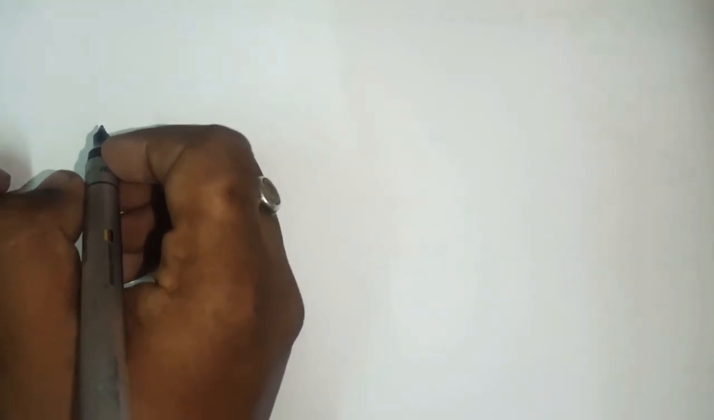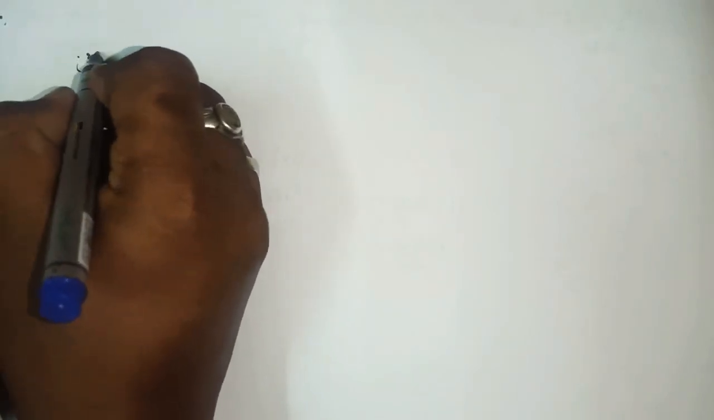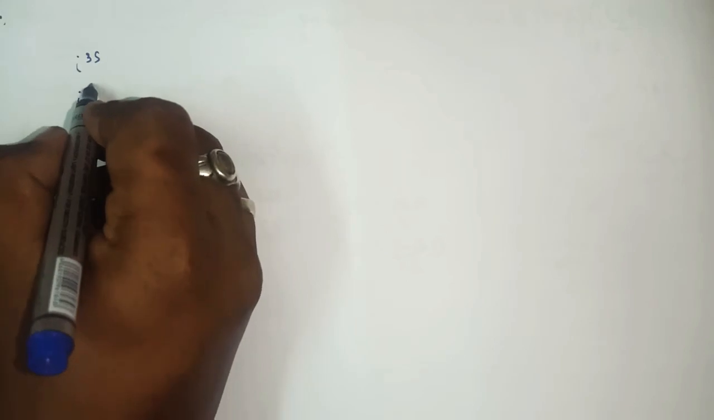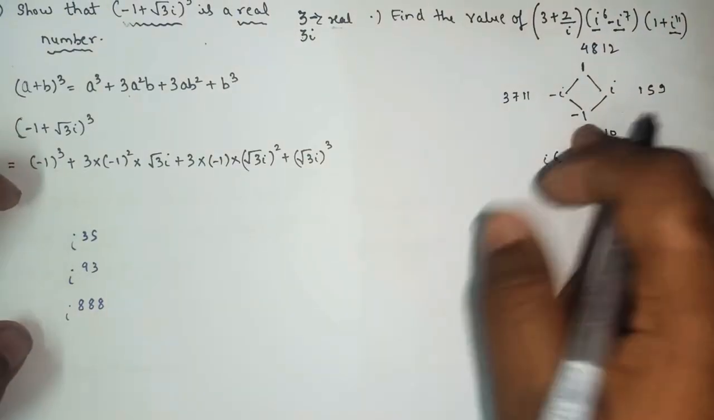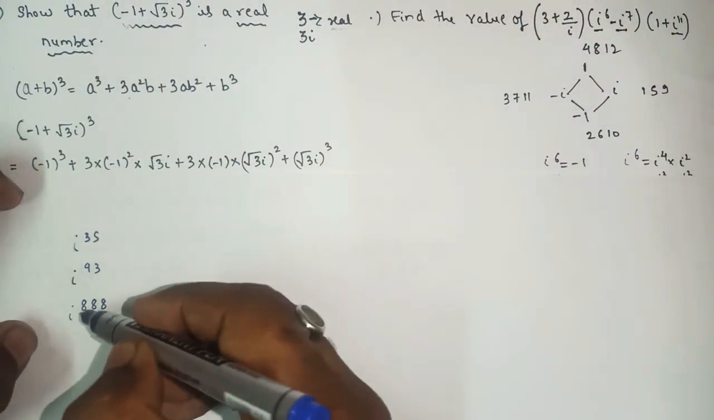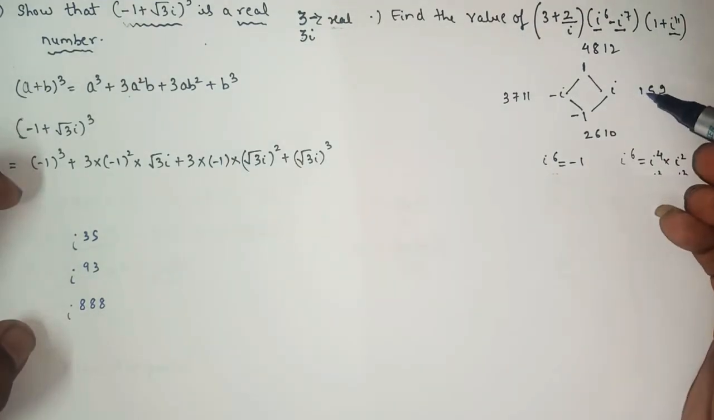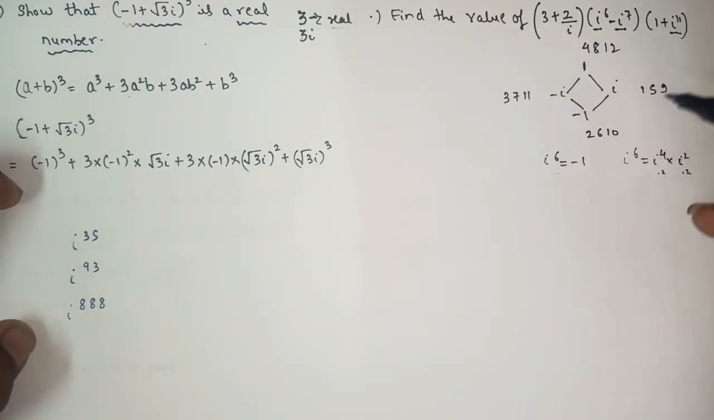Okay, so now we'll see how to find the answer whenever the power of i is more than 10, 20, 30, 40 like that. Suppose we want to find i raised to 35, or i raised to 93, or i raised to 888. Can you imagine finding this answer by using this trick? Brother, if you want to find 888, it will take time to see the position, 1 2 3 4 5 6 like that.